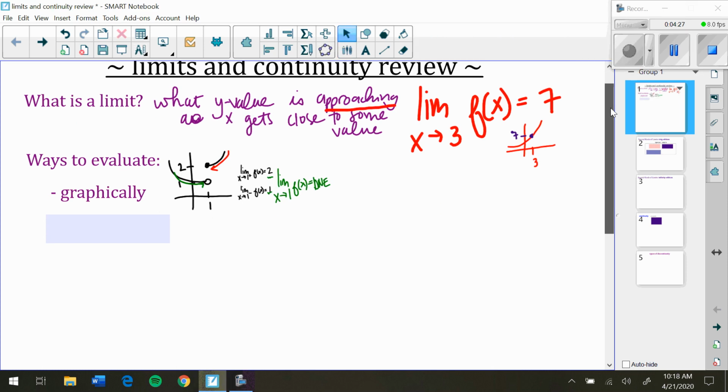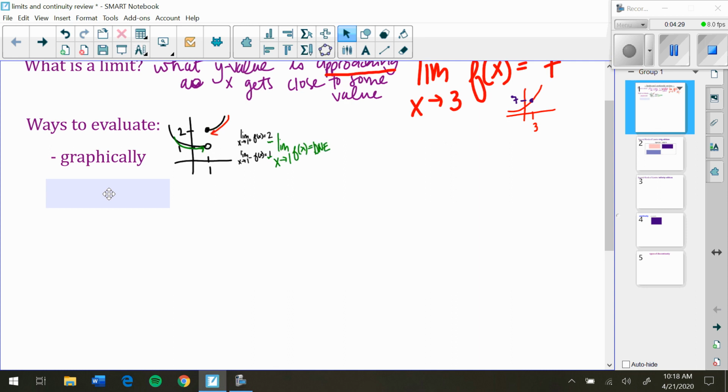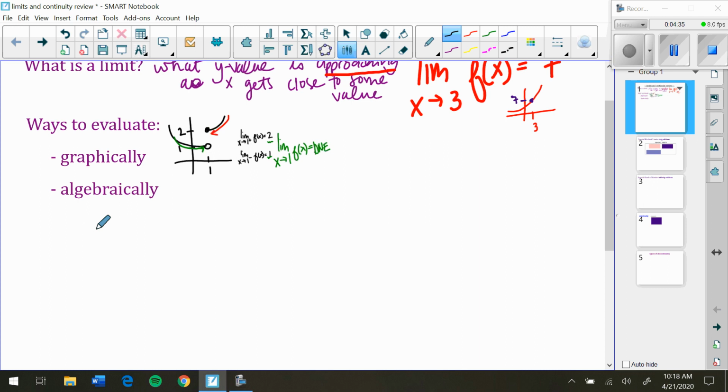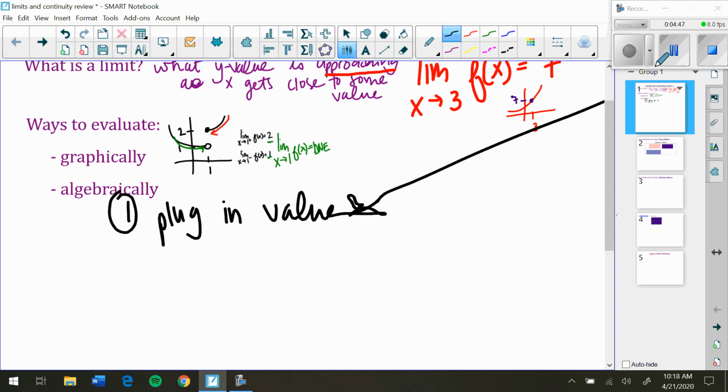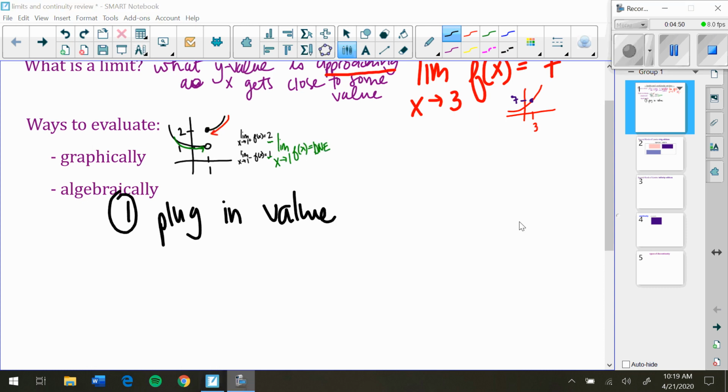All right, I paused the video, made that smaller. The second thing we talked about was algebraically evaluating limits, and remember there's a general step-by-step process here. Step 1 is always going to be to plug in whatever that value is. Sorry, technical difficulties. Plug in the value and evaluate.